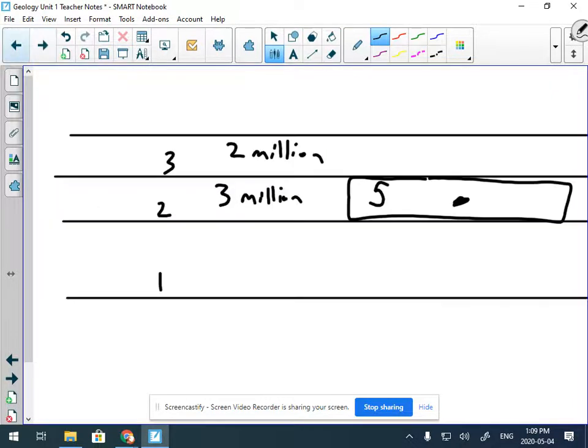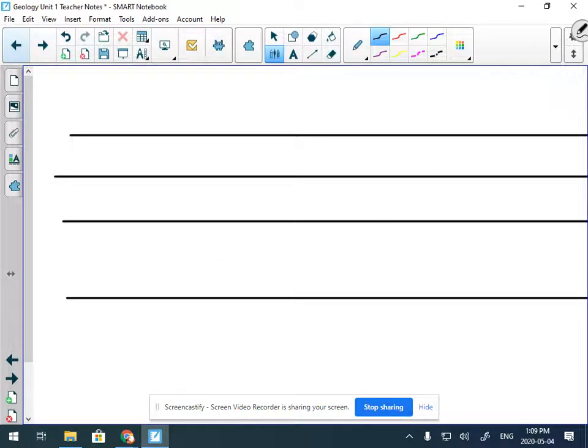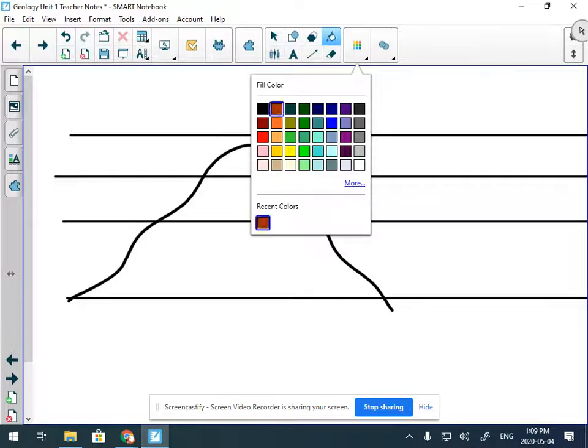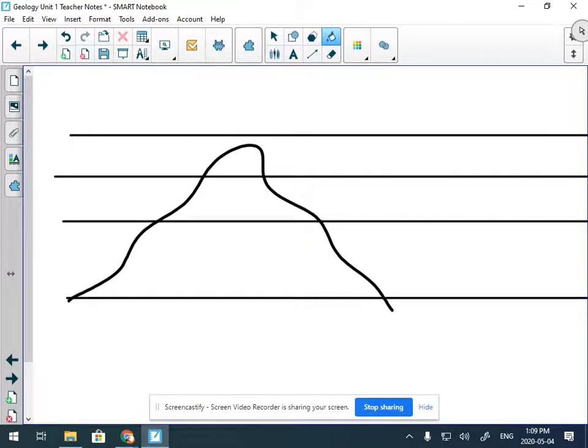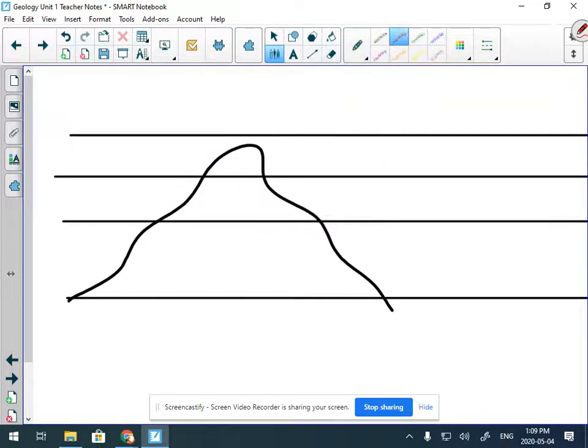So if I went back to this diagram, what would happen if instead of it being all nice like this, different layers of rock, you're like, oh, everything's all nice and horizontal, what if we had a magma intrusion? Now, I don't know if I can paint this in. Is it going to let me? Okay, it's not going to let me. Fill color. Okay, well, that was a big fail. We're going to go crayon. Aha! There we go. So this is the magma intrusion.